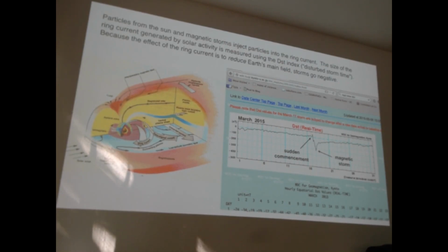And you've probably been told that that is measured by this index called the disturbed storm time. And this is a nice little magnetic storm in 2015. You get the sudden commencement as the solar particles hit the magnetic field and compress it, and then they get injected into the radiation belts, and they create this current which opposes the Earth's main field, and so they always go negative. So a few hundred nanoteslas is a typical magnetic storm.